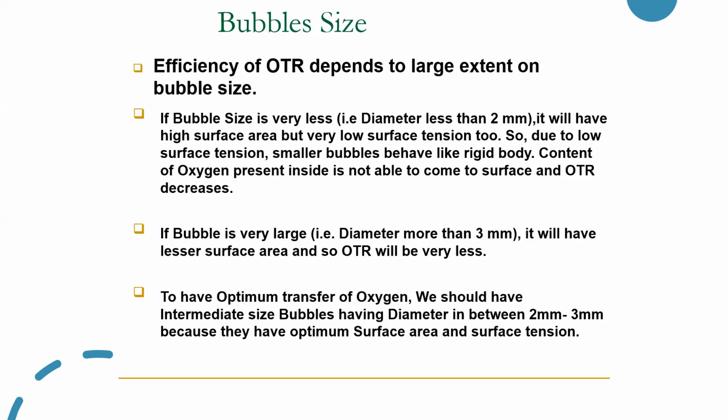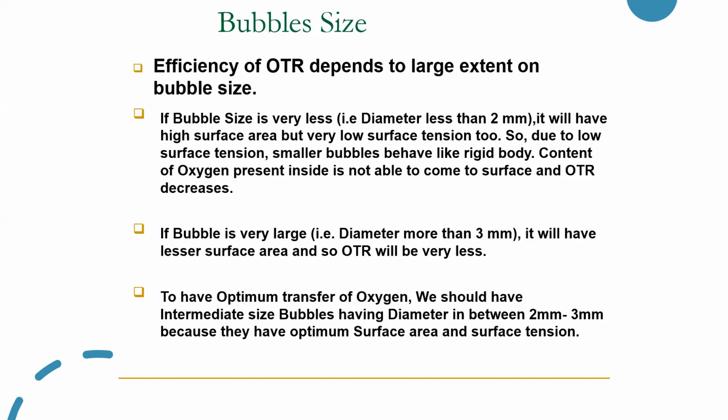Any bubble, I will classify into three categories: smaller bubble, intermediate size bubble, and larger bubble. Smaller bubbles are those whose diameter is less than 2 millimeter. Intermediate size bubbles are those whose diameter is between 2 millimeter to 3 millimeter. And larger bubbles are those which have diameter more than 3 millimeter. We know that smaller size objects have greater surface area, and our understanding tells us that the greater the surface area of contact, the greater is the OTR, right?